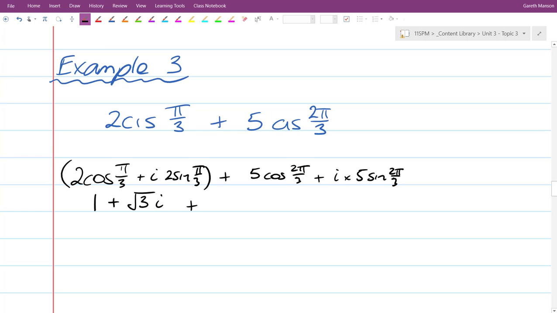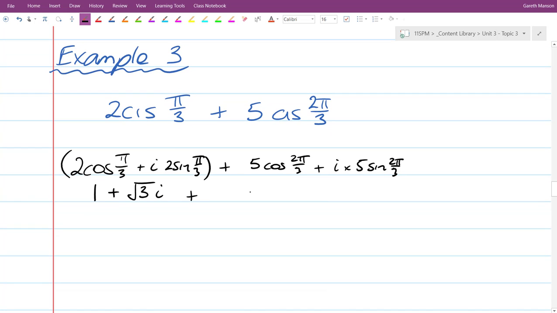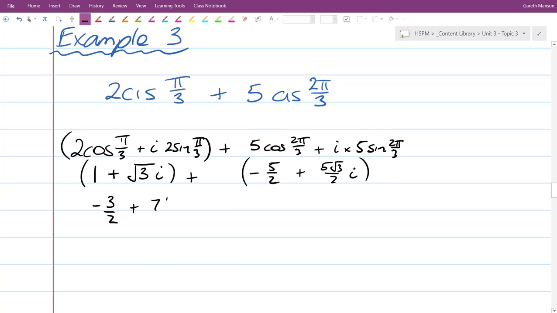cos is negative in the second quadrant, so cos of 2 pi on 3 is the same as negative cos of pi on 3, and that becomes negative 5 on 2, and then sine of 2 pi on 3, sine's positive in the second quadrant, so it's the same as sine of pi on 3, and that becomes plus 5 root 3 on 2 i. We get those two in Cartesian form, and then we just add the real and imaginary parts, and it gives us negative 3 on 2, and then root 3 plus 5 on 2 root 3 is equal to 7 root 3 on 2. You can do the maths there if you need to.